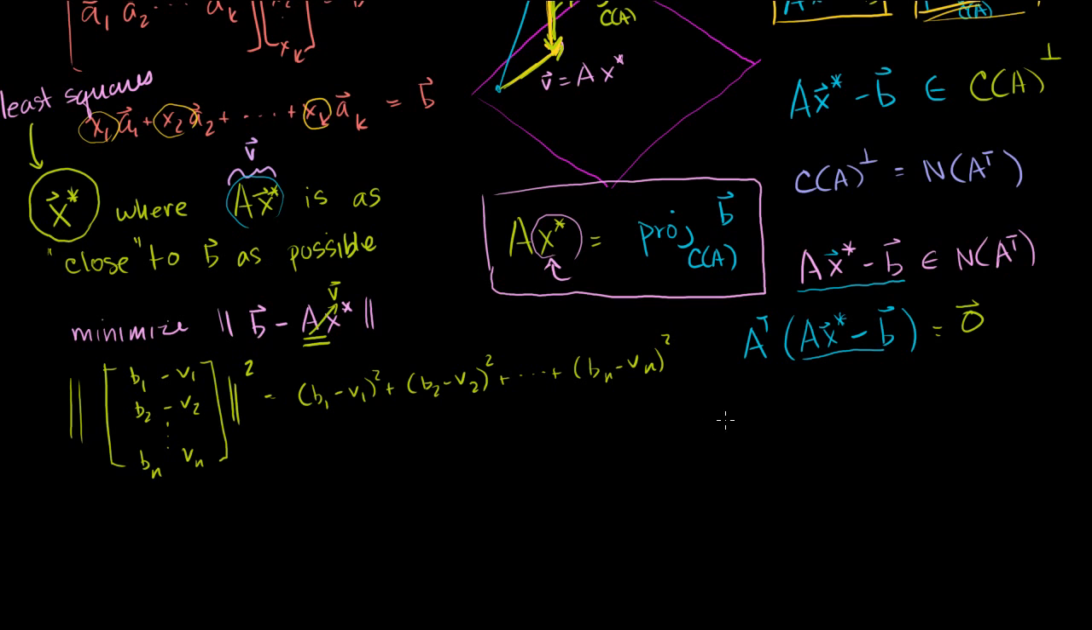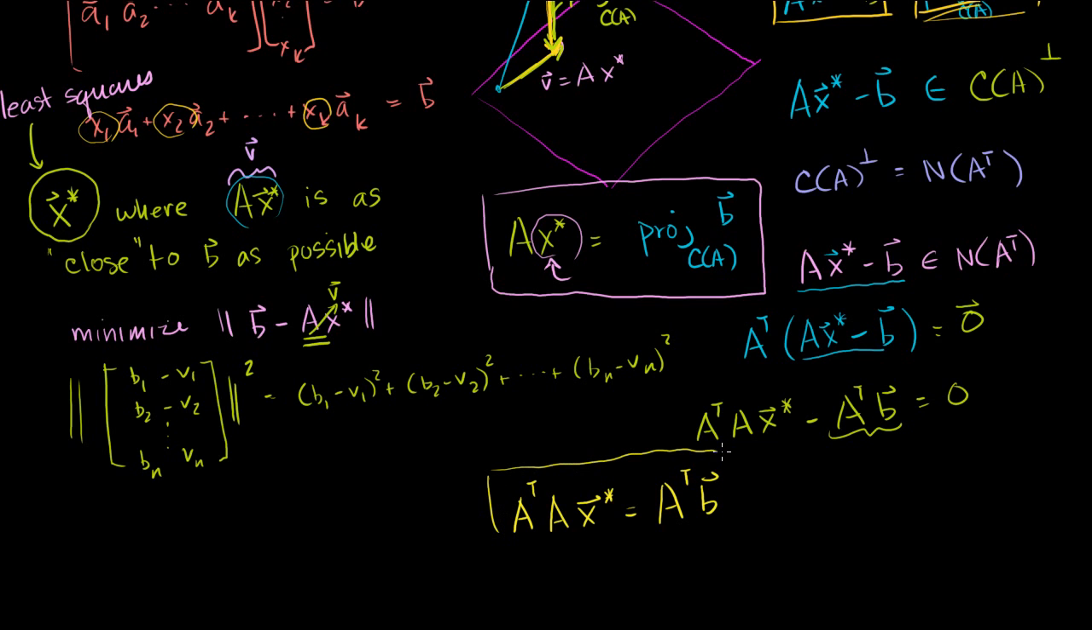Now, let's see if we can simplify this a little bit. We get A transpose A times X star minus A transpose B is equal to 0. And then if we add this term to both sides of the equation, we are left with A transpose A times the least squares solution to AX equals B is equal to A transpose B.